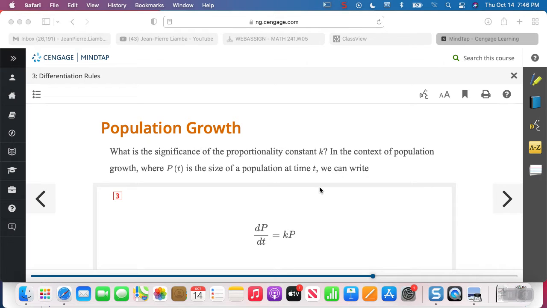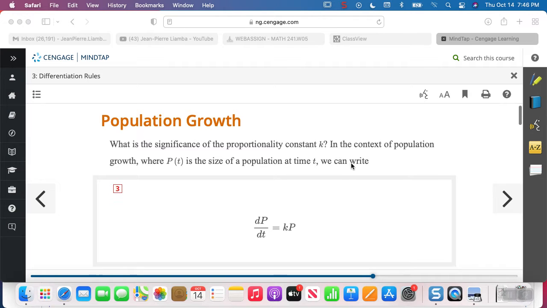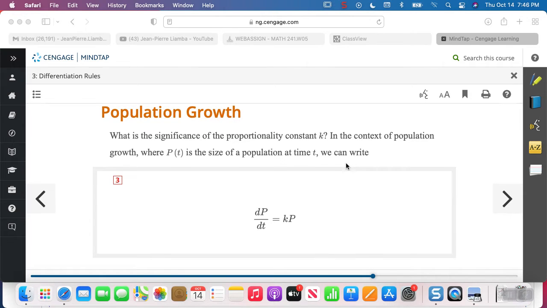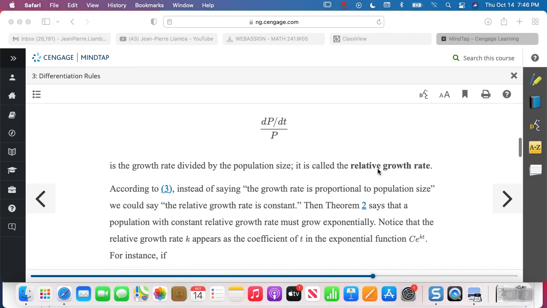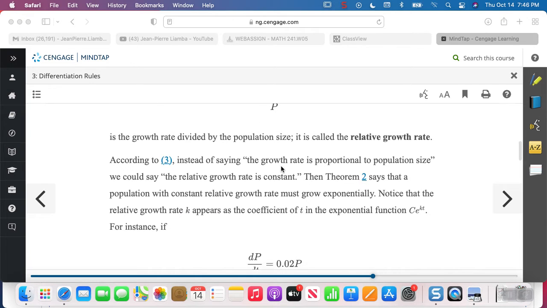Hello. So now we're going to discuss population growth. The assumption here will be that this population will focus on the concept that the growth rate is proportional to the population size. That's basically what will motivate how to construct a differential equation that is related to this given phrase.